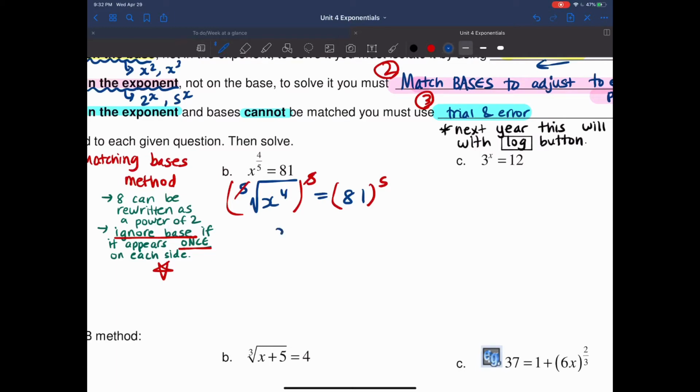I will now get x to the 4 equals 81 to the exponent 5. Next, I'm not going to evaluate what 81 to the 5 is because that's going to be a really big number.